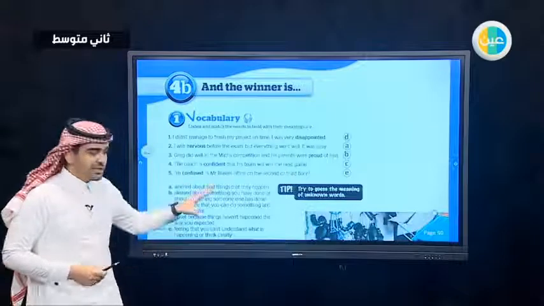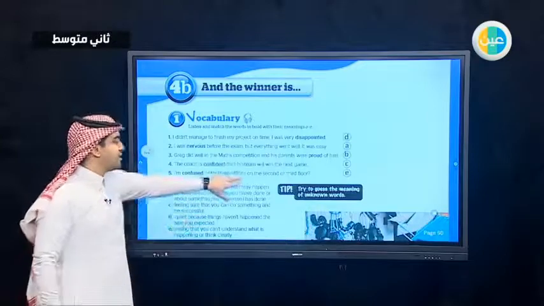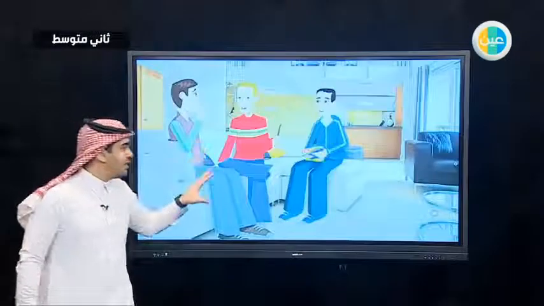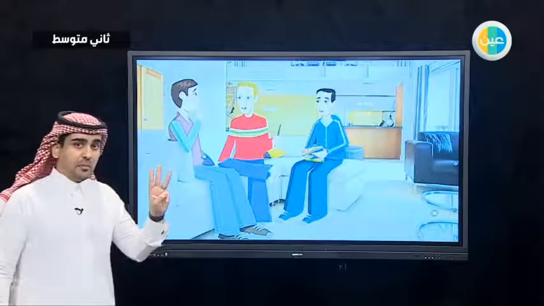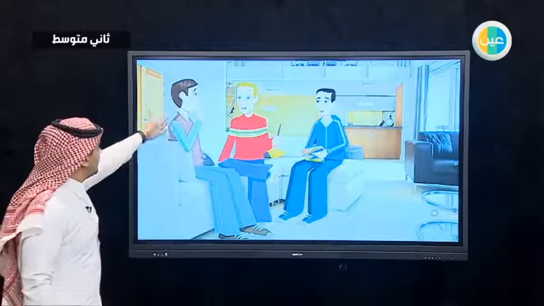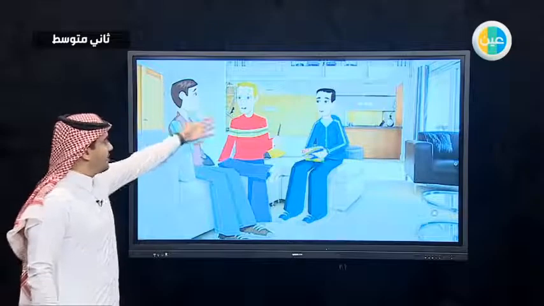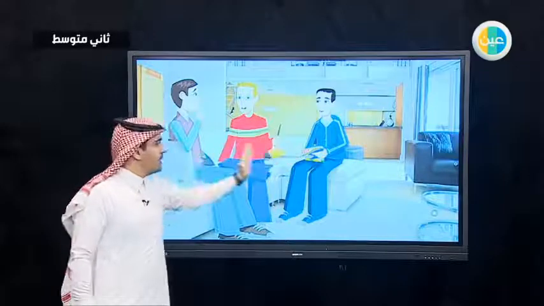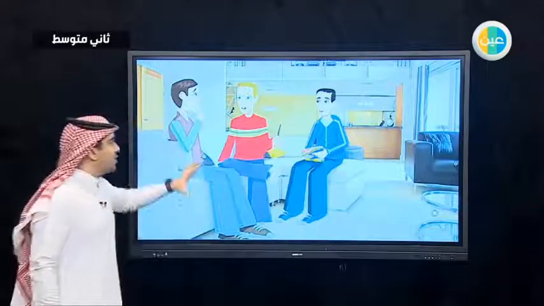Okay, so this leads us to this sentence. Okay, so pay good attention to this. Okay, so we have a conversation between 3 people. Okay, let's give them names. Let's say this is Tom, and this is Bill, and this is Ali. Okay, Tom, Bill, Ali. Okay, so they are sitting together.